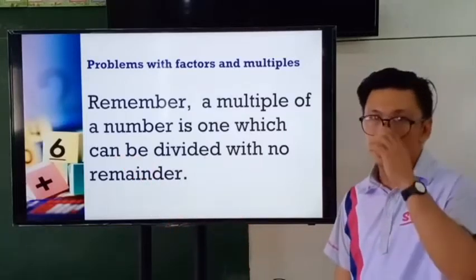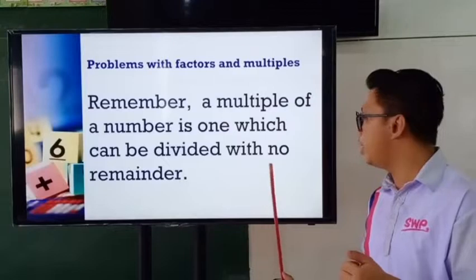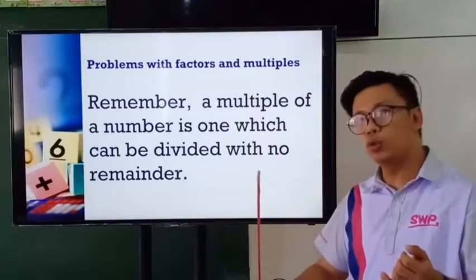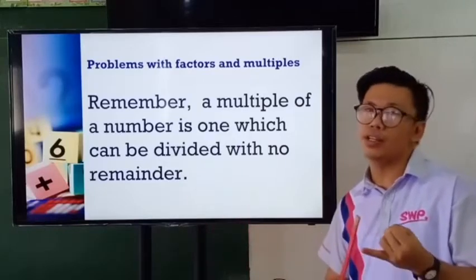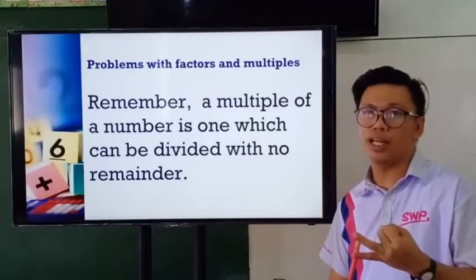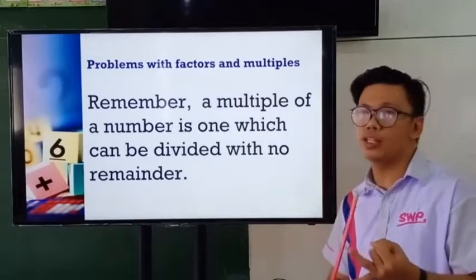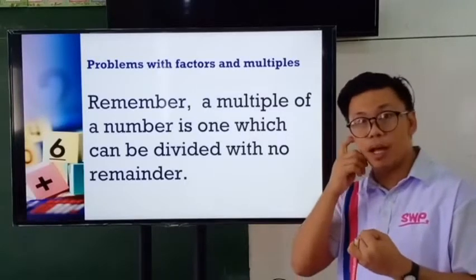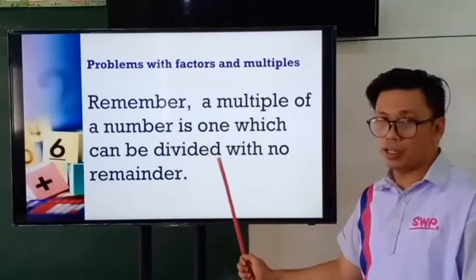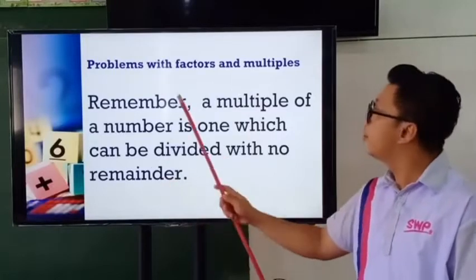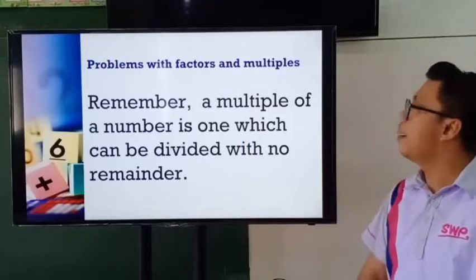For example, if we divide a number and the remainder is 0. For example, 6 divided by 2 is 3. How about 2 divided by 7? That cannot be divided evenly, because if we divide 2 by 7, our answer has a decimal point. So a number that can be divided evenly, we call it a multiple. Okay? Always remember that. Now let's go to the problems.